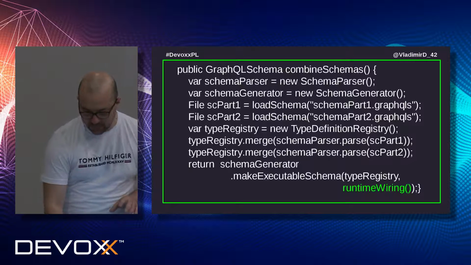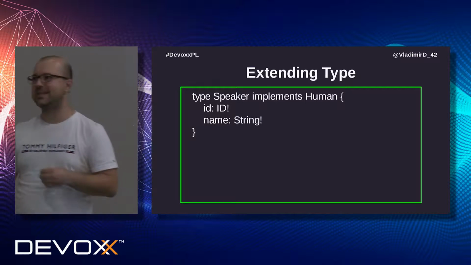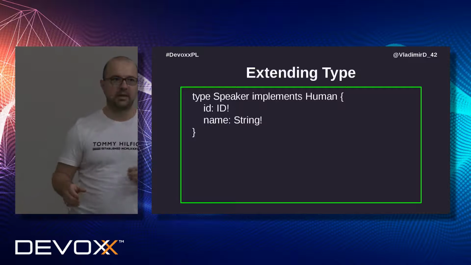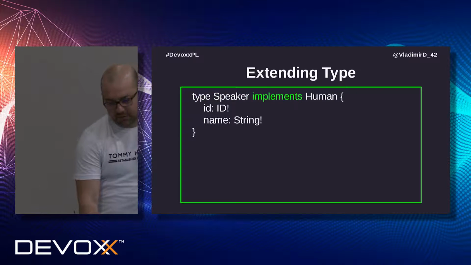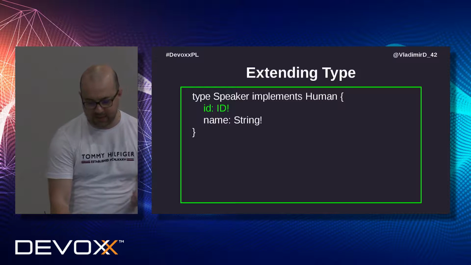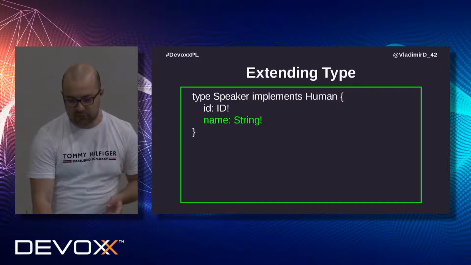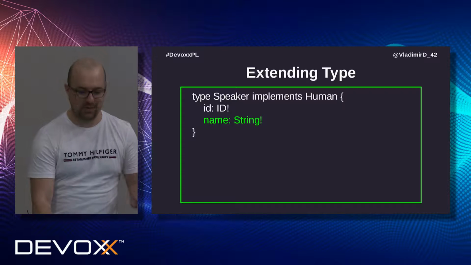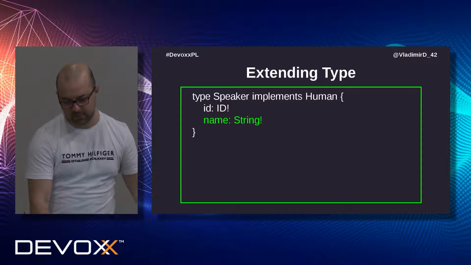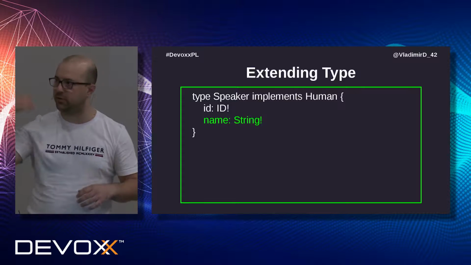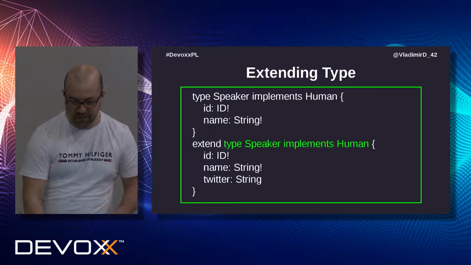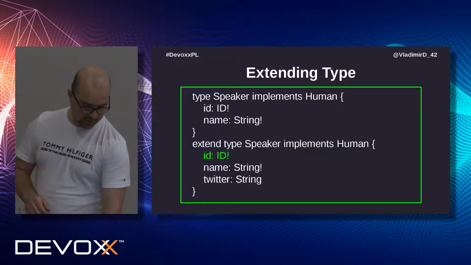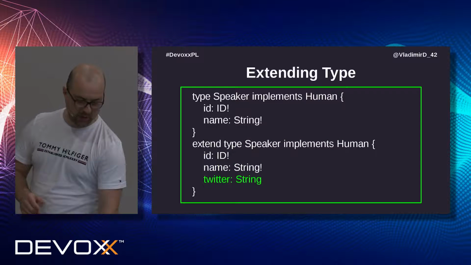So that's one way. Another way is that you can also extend the types. What does extend actually mean? It means you can have, for example, type speaker which implements human, with an ID of type ID and a name of type string. Tomorrow we can extend it by writing somewhere in some other schema, which is going to be combined with the original schema, something like this: extend type speaker implements human, id of ID, name of string, and we also add twitter.